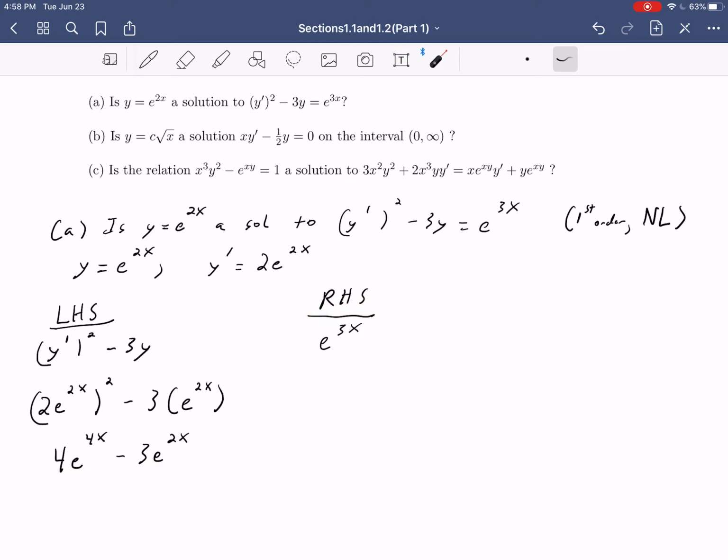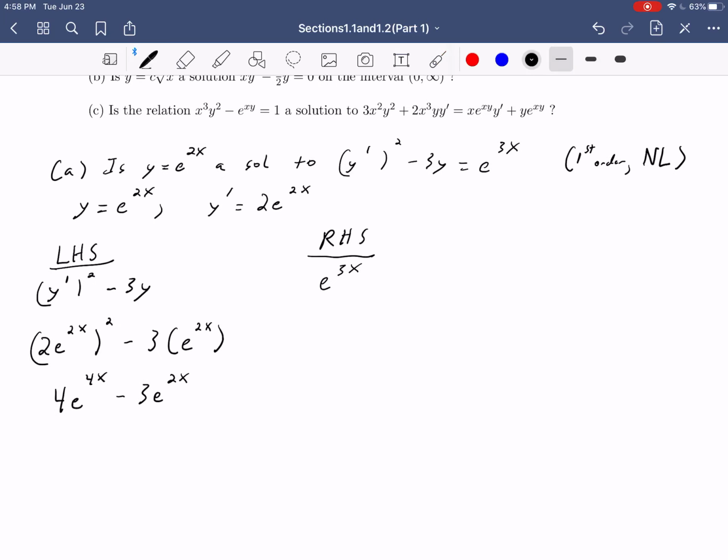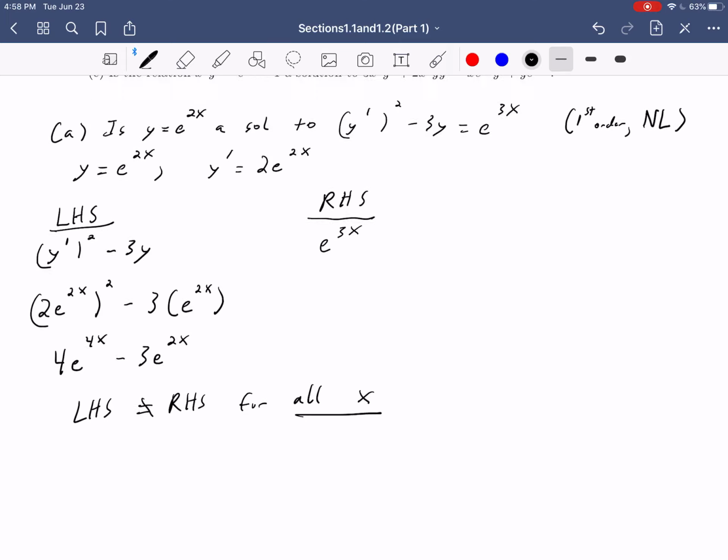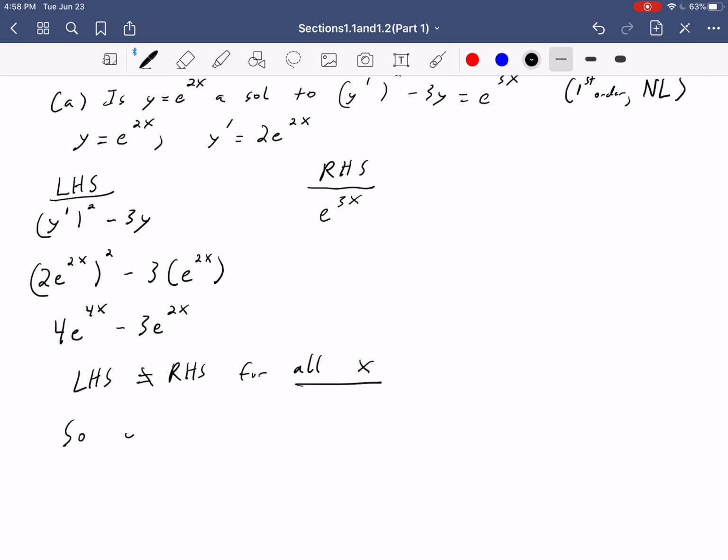And it is very clear that the left-hand side doesn't always equal the right-hand side. So left-hand side does not equal the right-hand side for all x, right? Definitely not true for all x. We could maybe find some x where it is true, but it's not always true. So what this tells us is that y equals e to the 2x is not a solution to the differential equation. So there we go. That guy is not a solution to the differential equation.